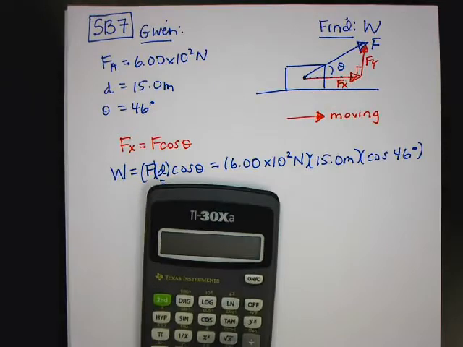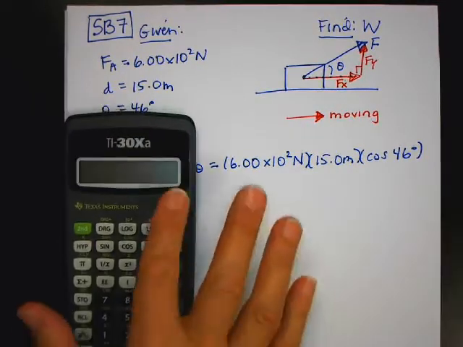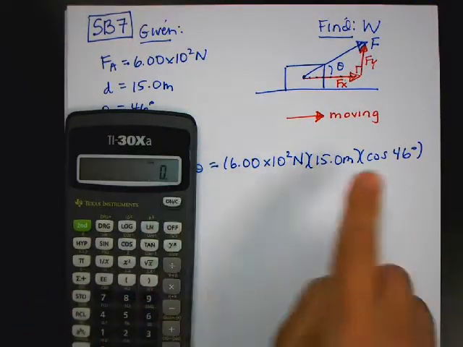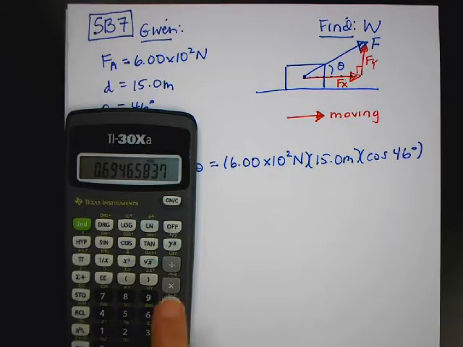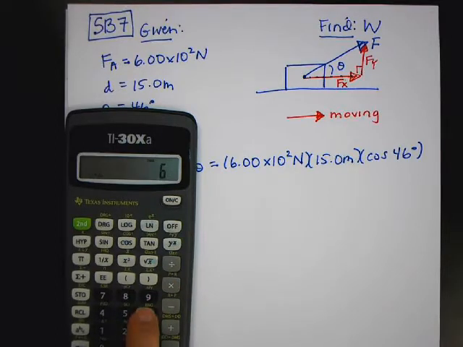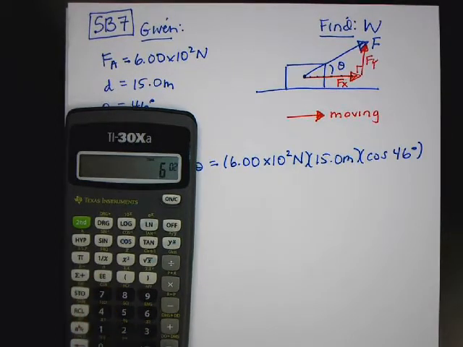Alright, so now if we look at the buttons on the calculator, watch as I press the buttons. I'm going to press 46 cosine times 15 equals times 6 EE 2 equals.